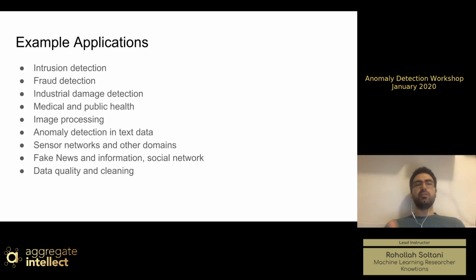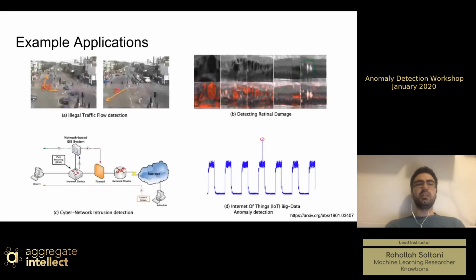If I just show you some pictures, given all these cameras in the city, if you have anomaly detection, you should be able to detect some illegal traffic flow. Or if you have an image of, let's say, an MRI, you should be able to find some pattern. Or if it's an image of the retina, then you should be able to detect retinal damage. Or if it's a signal, or for IoT devices, for networks, there are lots of applications.